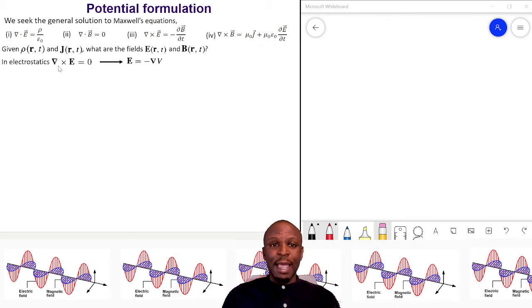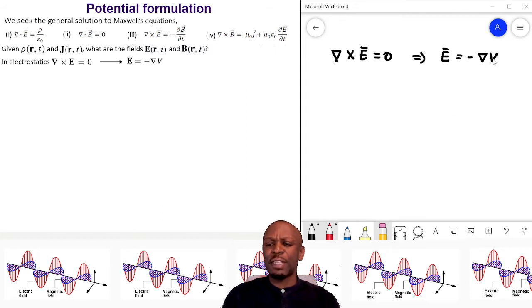Now, if we have the curl of the electric field equal to 0, that implies that we can write the electric field as the negative gradient of a scalar potential. Good. If the curl of a certain vector, say E, is equal to 0, we can write that vector as a negative gradient of a potential. And this is what you know from your previous class. This is a scalar potential.